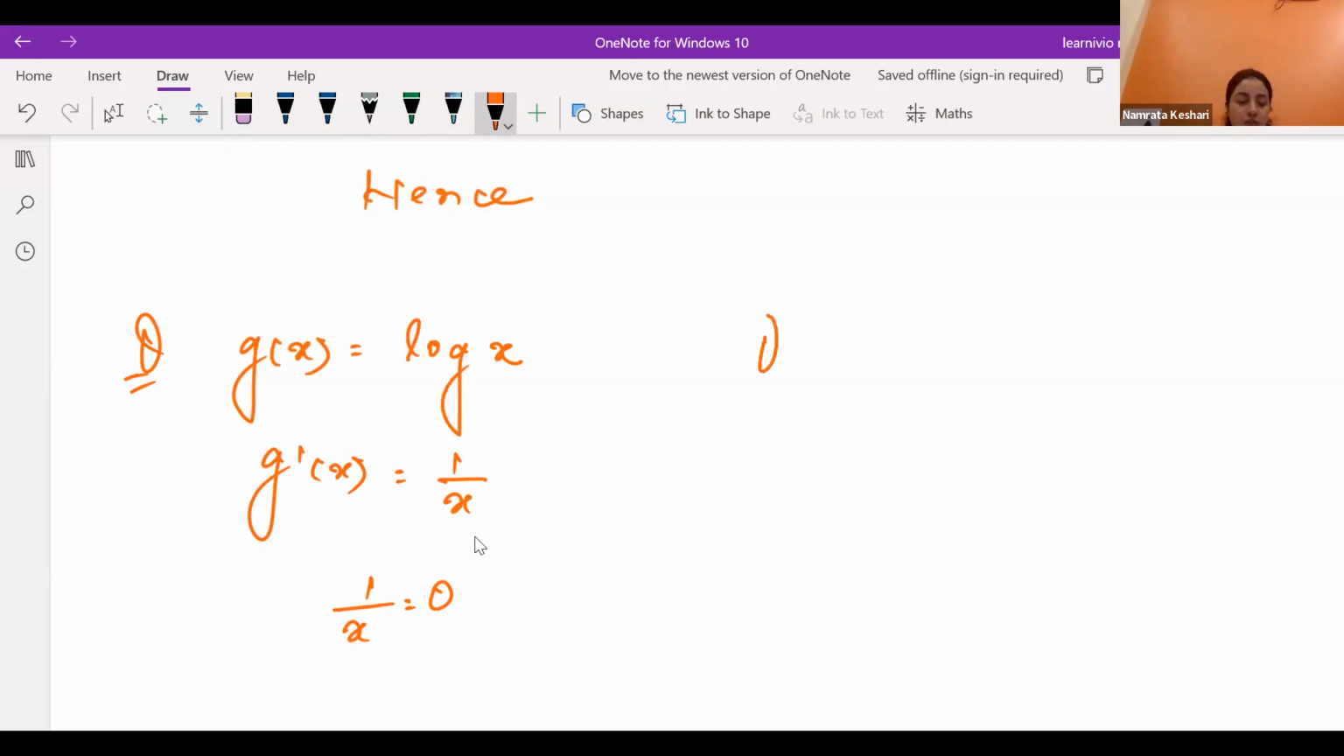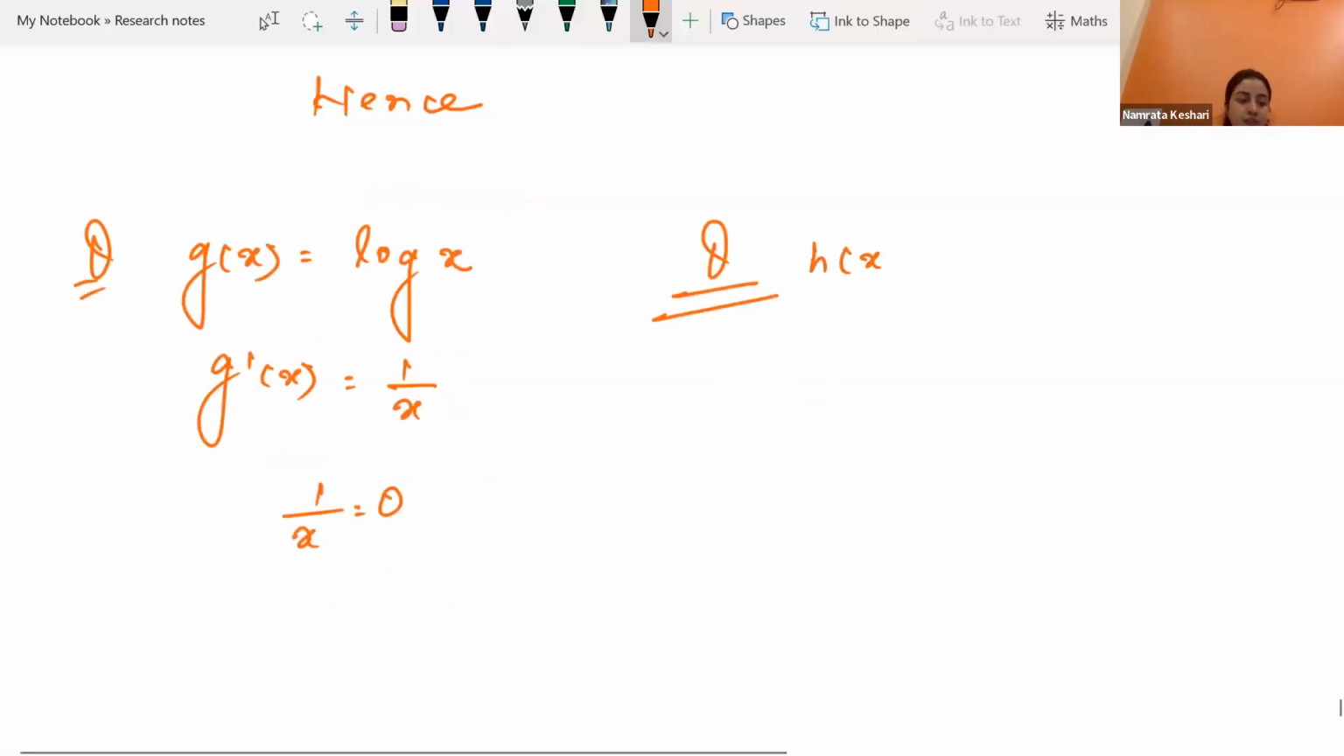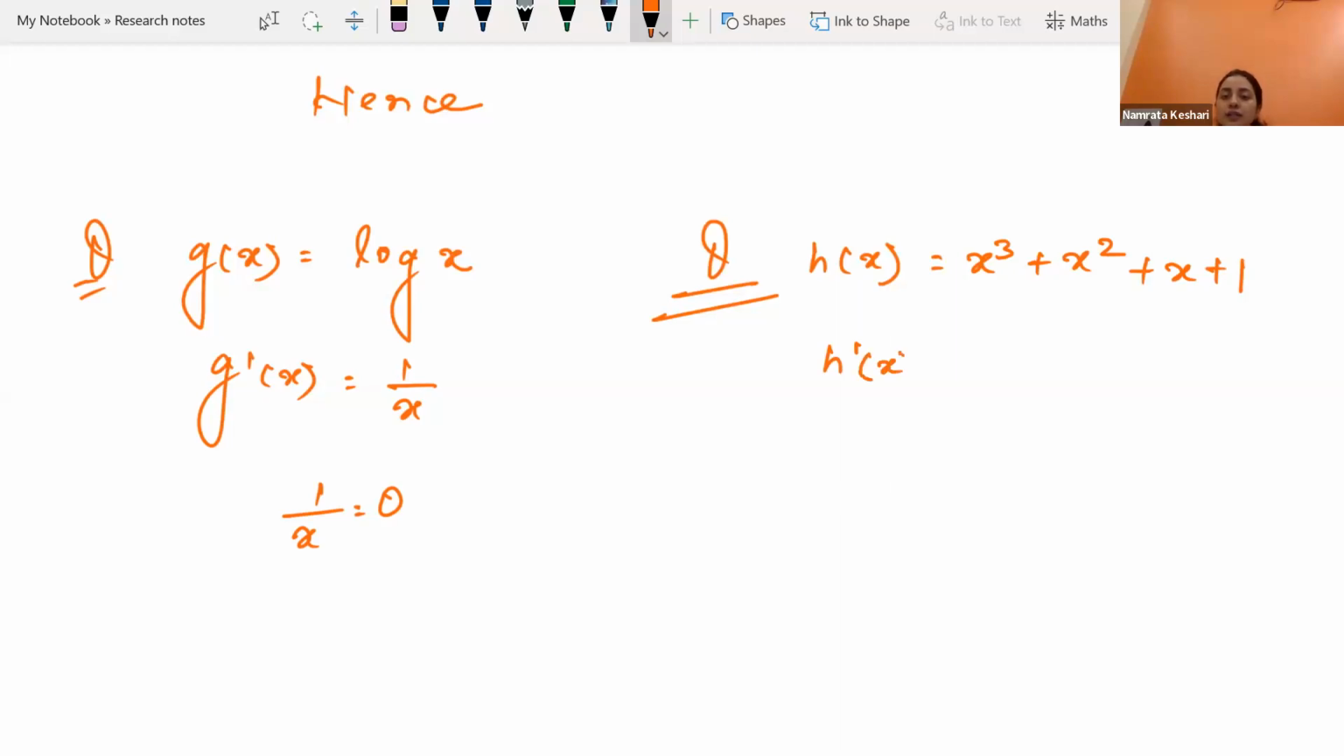Now the next one is h x is equals to x cube plus x square plus x plus 1. Let's try finding the critical point. Then we can apply the first derivative test or the second derivative test. h dash x will be 3x square plus 2x plus 1, right, Fatima? Yes. Please find the critical point now.